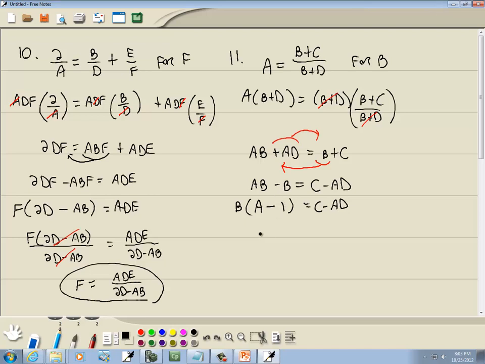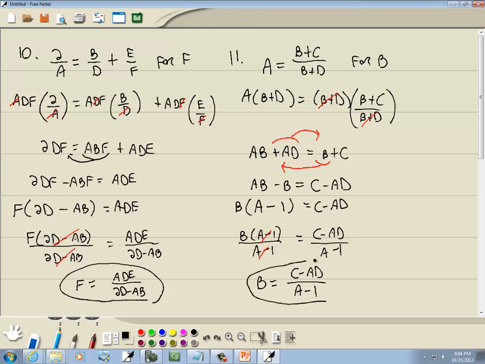Last step. Divide both sides by what's in front of or behind the variable you're solving for. Nothing in front of the B, but there's an A minus 1 after it. So we're going to divide both sides by A minus 1. And when we do that, these A minus 1's cancel. And you got B is equal to C minus AD over A minus 1. And that's our answer.